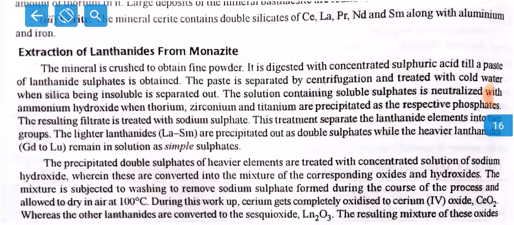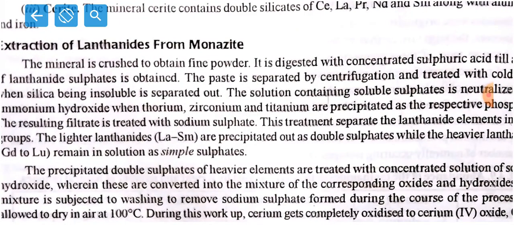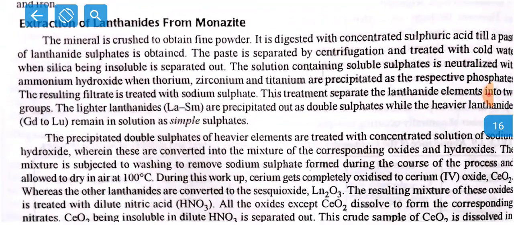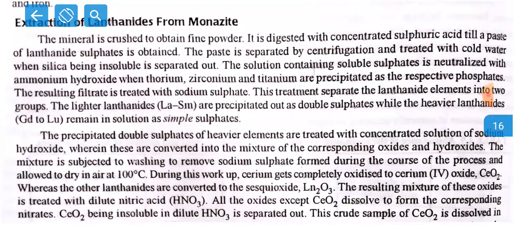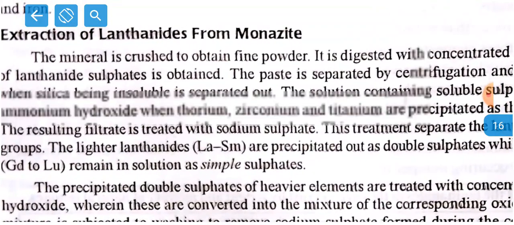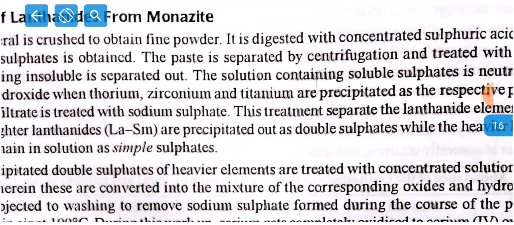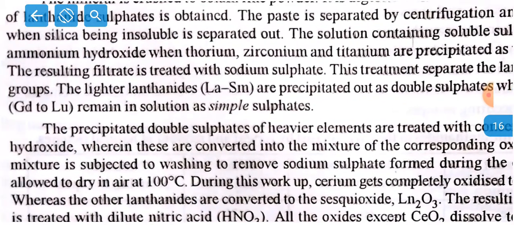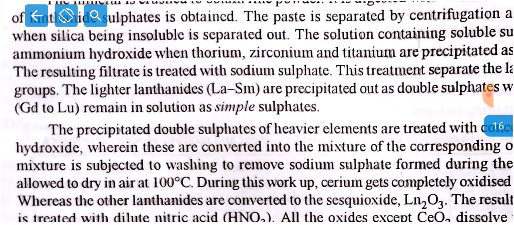Extraction of lanthanoids from monazite. The mineral is crushed to obtain a fine powder. It is digested with concentrated sulfuric acid till a paste of lanthanoid sulfates is obtained. The paste is separated by centrifugation and treated with cold water. Silica, being insoluble, is separated out, and the solution containing soluble sulfates is neutralized with ammonium hydroxide, when thorium, zirconium, and titanium are precipitated as their respective phosphates.